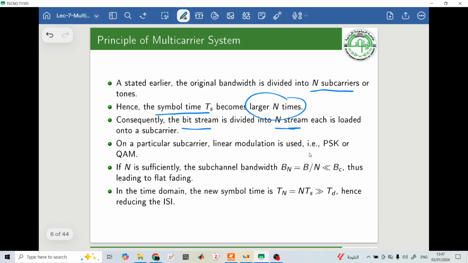On each subcarrier, we will have a linear modulation like BPSK, phase shift keying, or QAM, depending on the required data rate, right? So if n is sufficiently large, then the bandwidth will be much smaller than the coherence bandwidth, and then the frequency selective fading will be converted into flat fading. Okay, in the time domain it will be the opposite. The subcarrier symbol will be increased in time, right? And it will be much larger than the delay spread, and hence it will reduce ISI.